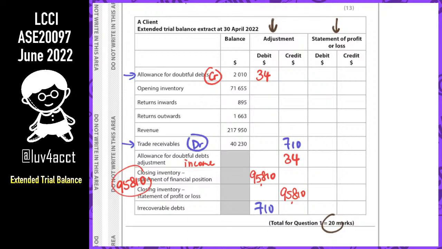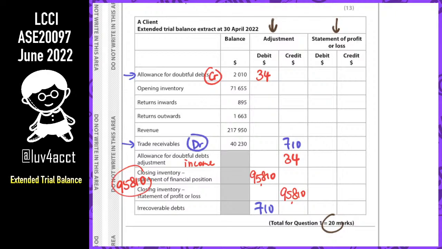Because we only have 2 items. Sometimes you will have adjustment for correction of error, sometimes for depreciation, for a gross prepayment, but this time you only have 2. The impairment adjustment, as well as the adjustment for irrecoverable debt and the allowance for doubtful debts. So that's all.